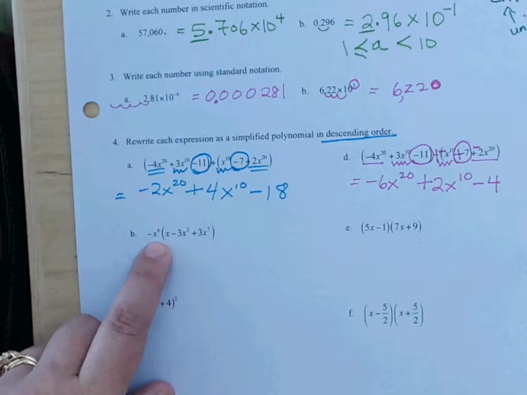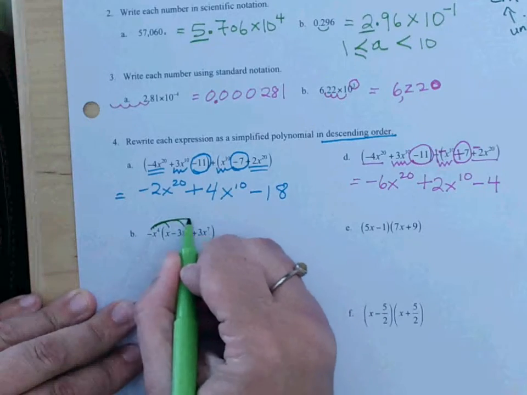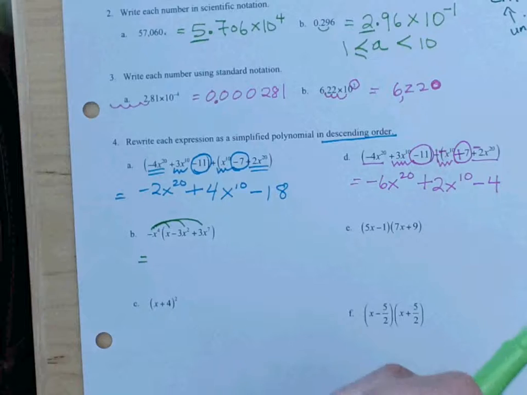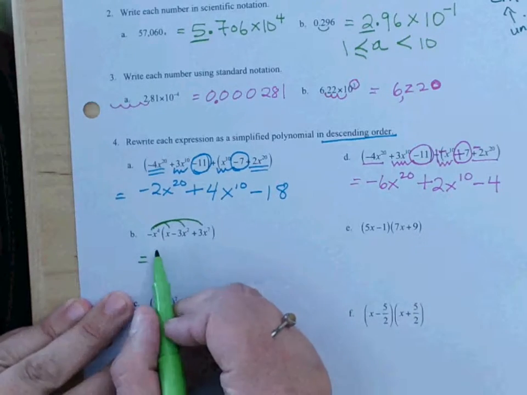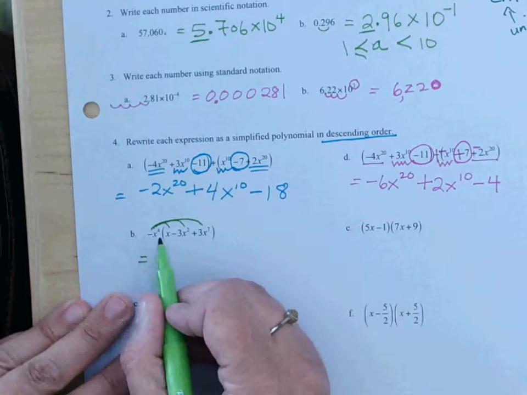Okay, here we're multiplying now, right? Because there's no addition sign here, so we need to use what property? Yeah, well, it's a product law because we're multiplying, we're not taking it power to a power. We're going to use the distributive property, okay? And then we're going to want to eventually put it in descending order, but let's just multiply first.